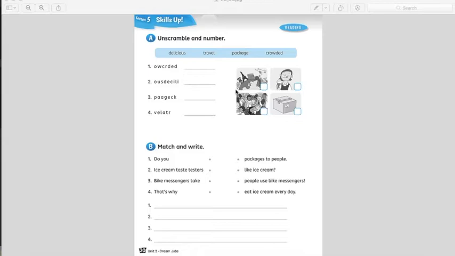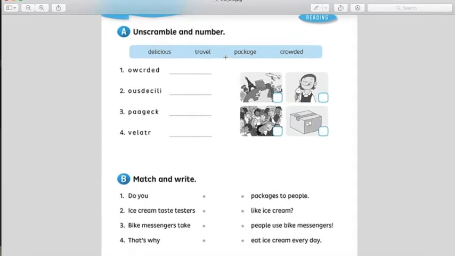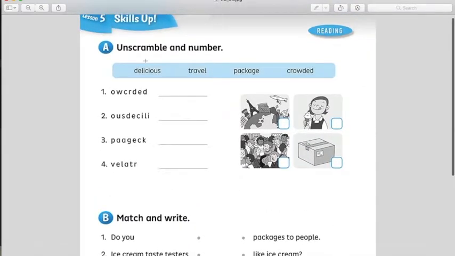You want to open up your workbook, and that workbook is exercise lesson 5, page 20. So let's go ahead and get started. Jump into letter A, unscramble and number. Here we are, page 20. This is going to be in your workbook, lesson 5, skills up. So let's take a look at letter A, unscramble and number.